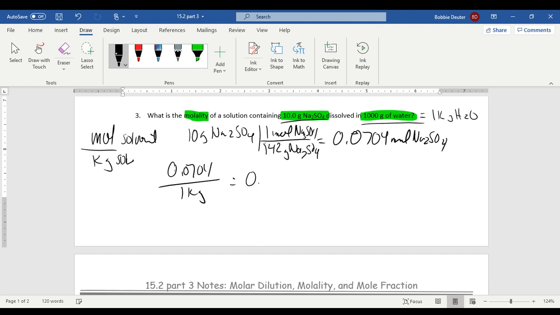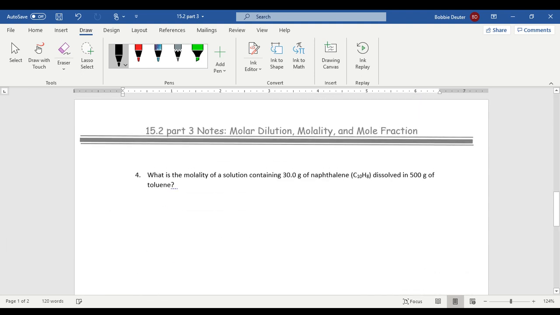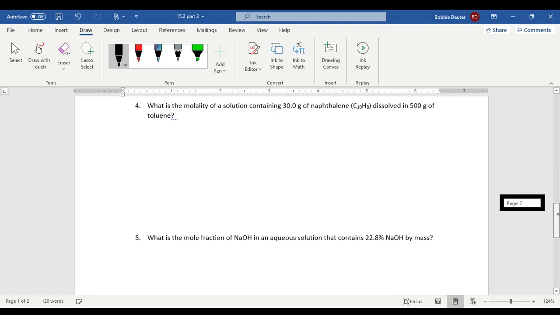So then we have a molality of 0.0704 little m H2SO4. So that is our molality for that. Let's do one more molality problem here.